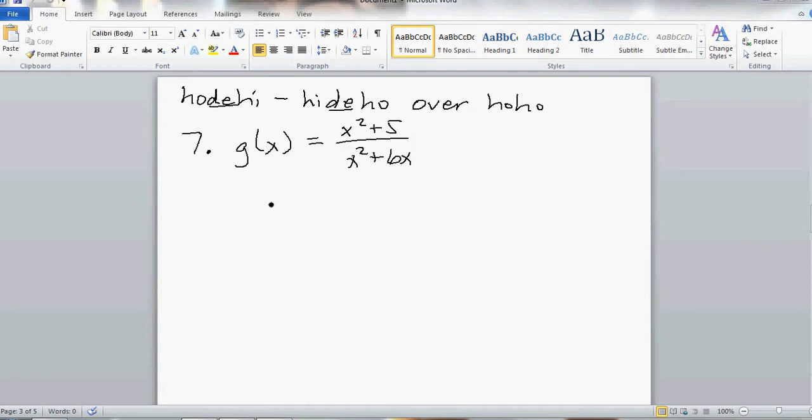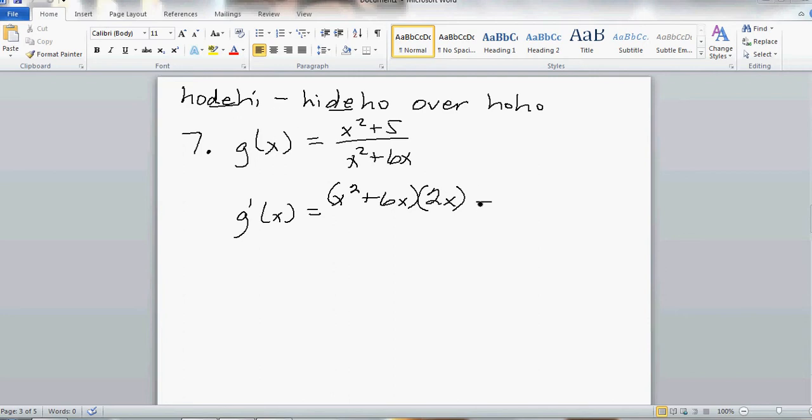Okay, so to find g prime of x, what I need to do is I need ho. Well, ho is the bottom, the low. So it's x squared plus 6x. D high. D means the derivative of the top, the derivative of x squared plus 5. Well, the derivative of x squared plus 5 would be 2x. So this is just a distribution here.